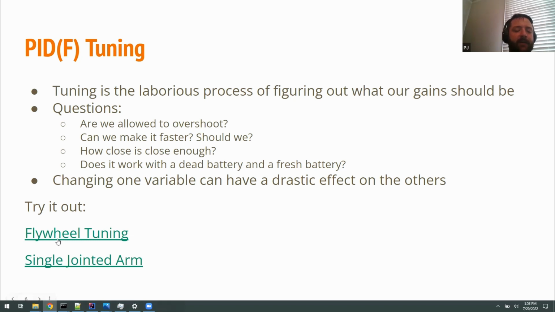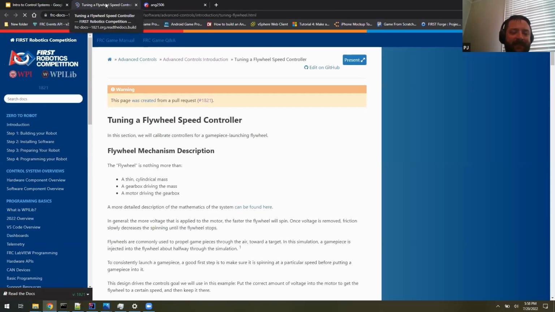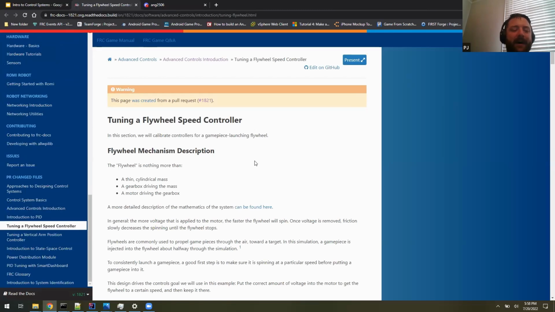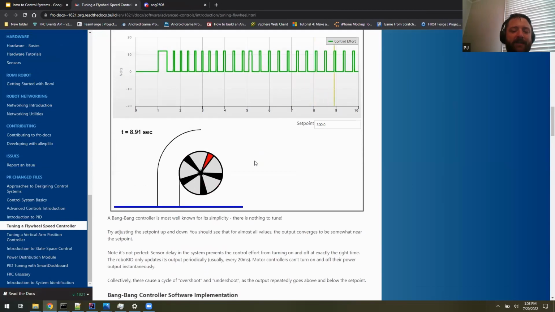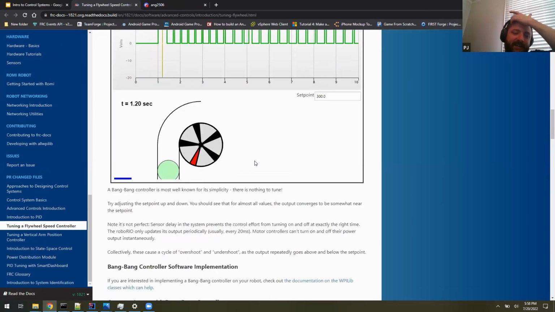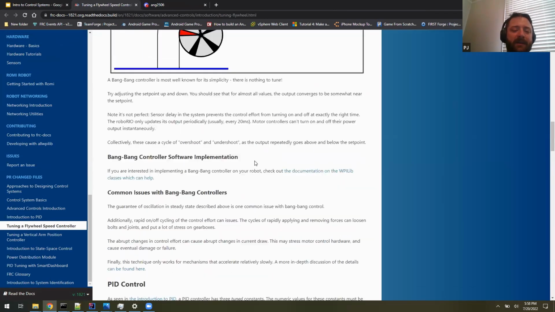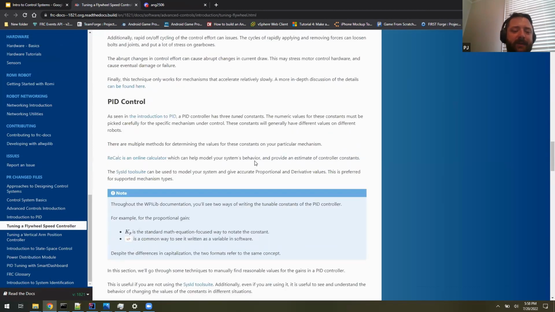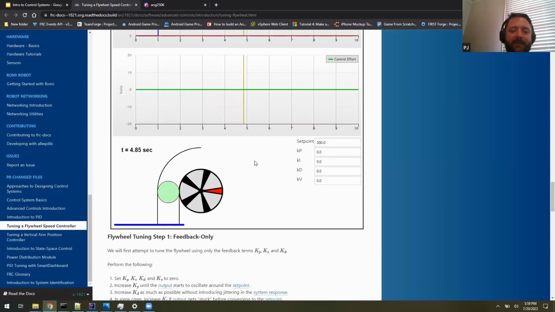So if you click on these links, WPILib has not landed this yet this year, but it will be in the docs for the upcoming season. They have a little tool that you can play around with and tune something like this, and it's got nice little visualizations, much better than my Code Lab does. But who wants to try tuning a shooter wheel real quick? I think here's the actual part of it.